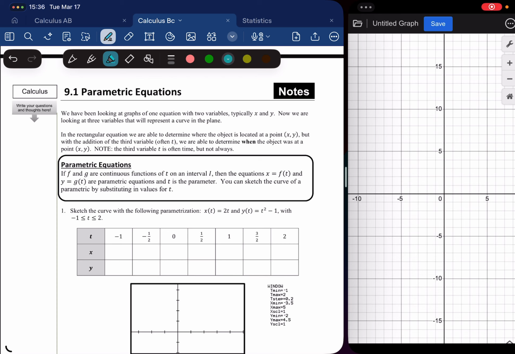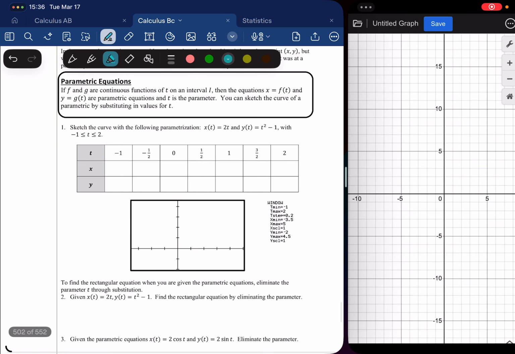a certain point. So for parametric equations, if f and g are continuous functions of t on interval I, then the equations x equals f of t and y equals g of t are parametric equations, and t is the parameter. You can sketch the curve of a parametric by substituting values for t.